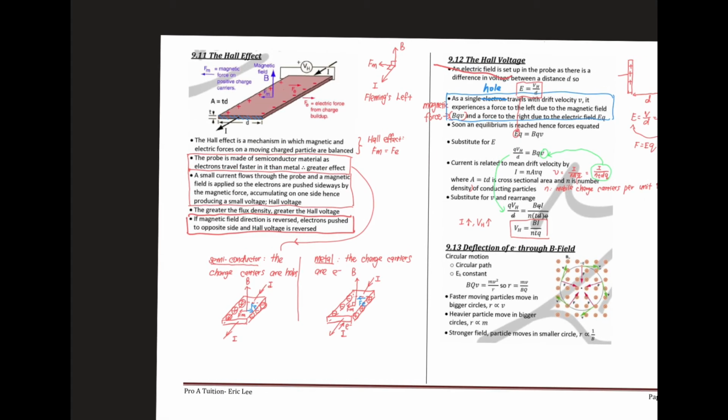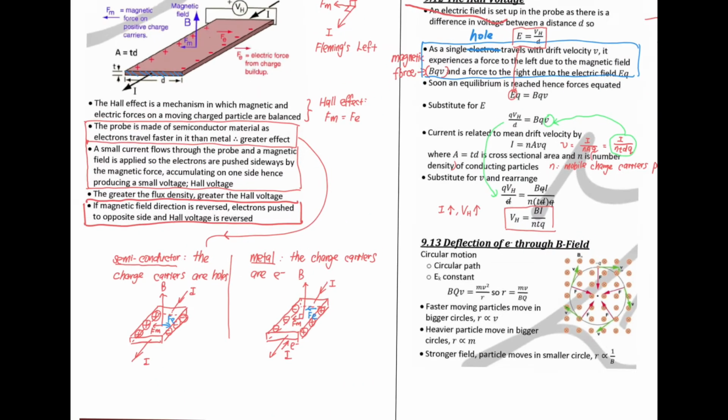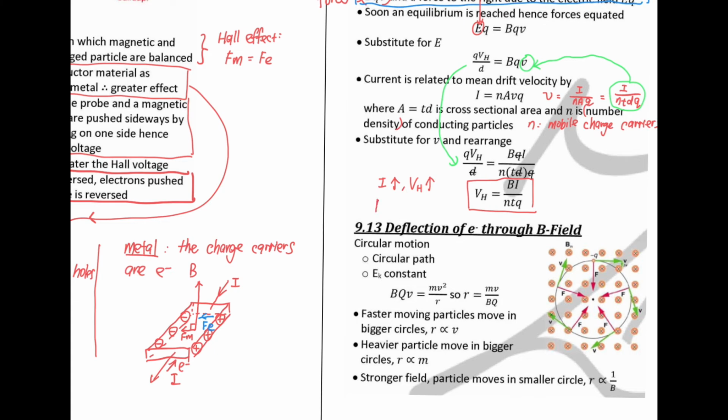If your I is greater, then there will be more charge carriers that go to the left, making here more positive and the other side more negative, then the potential difference, the Hall voltage, is greater. So logically this is true. And the second thing is, if the B is greater, then the VH is greater also. Again, it is the same reason, because of greater magnetic force. Greater magnetic force pushes it to the left, making the Hall voltage greater.